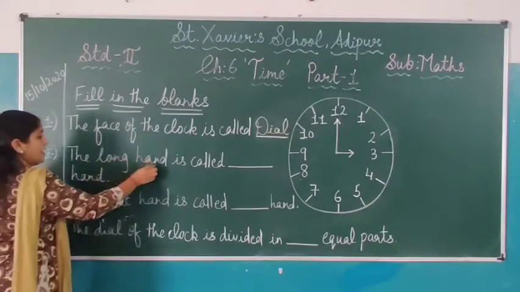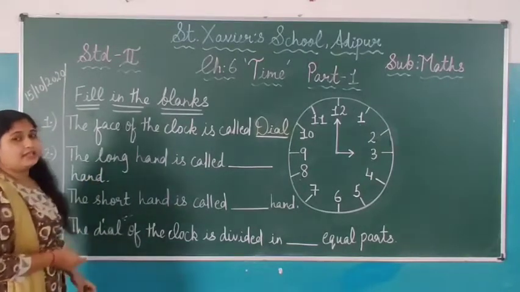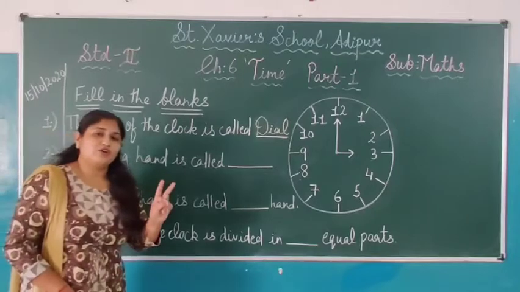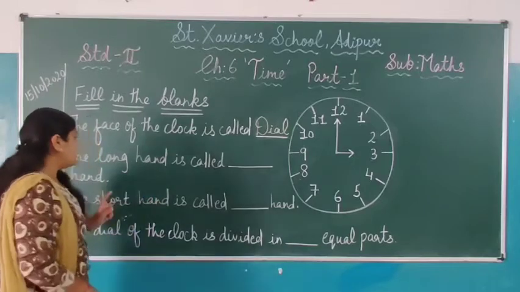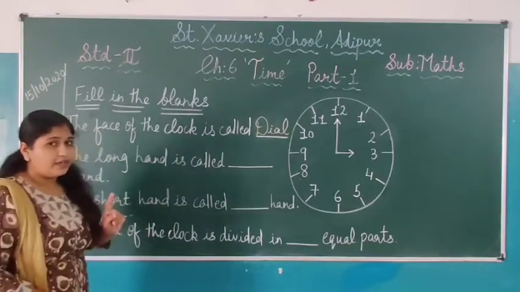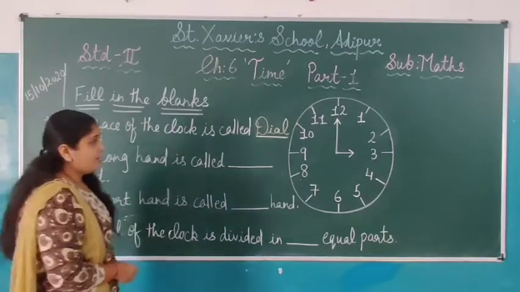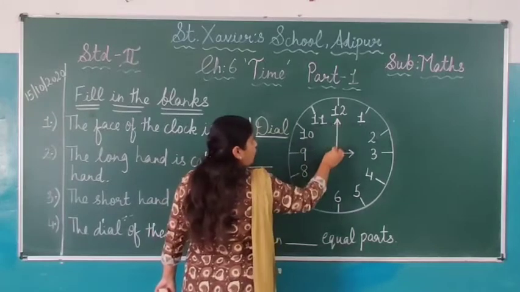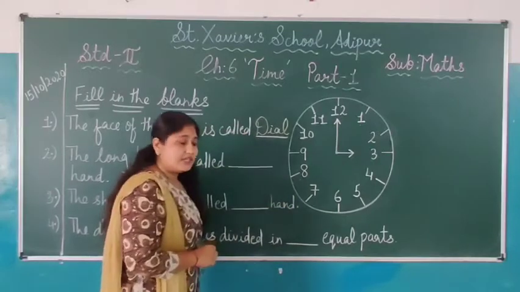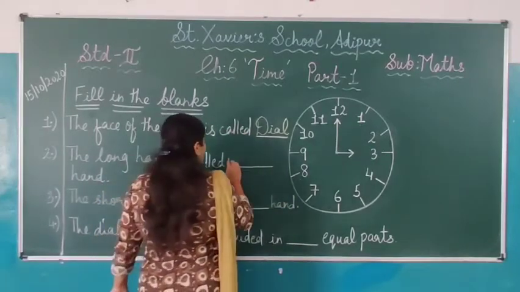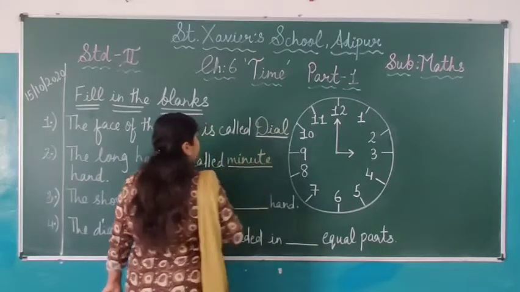Then the second one. The long hand is called dash hand. Students, I already told you that there are two types of hand, right? Minute hand and hour hand. So students, I also told you which one is the long hand. Yes, the long hand is called minute hand, right? This is the long hand and we used to call it minute hand. What? Minute hand. So write down the spelling M I N U T E, minute hand, right?